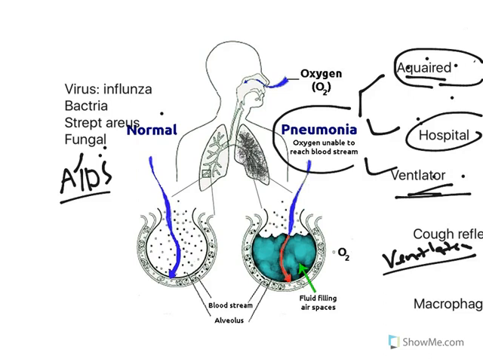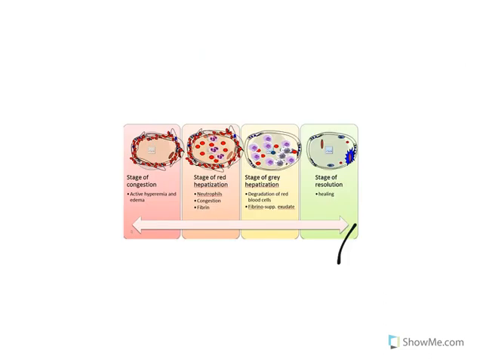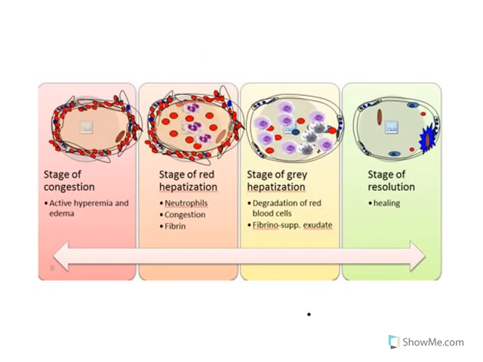We need to know the stages of pneumonia. Pneumonia goes through different stages. Stage 1 is called congestion. It occurs within 24 hours of infection. The lung is characterized by vascular congestion and alveolar edema. Many bacteria and few neutrophils are present. So bacteria high, neutrophils low. Stage 2 is called hepatization.